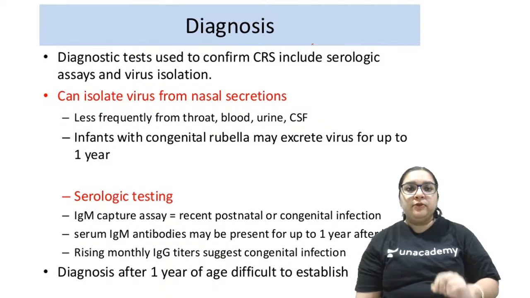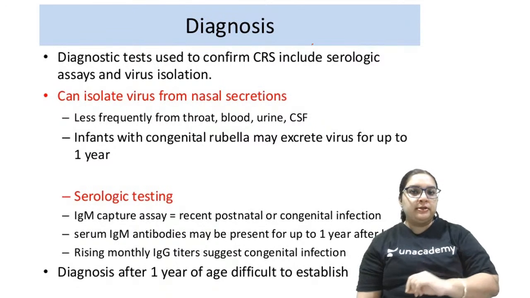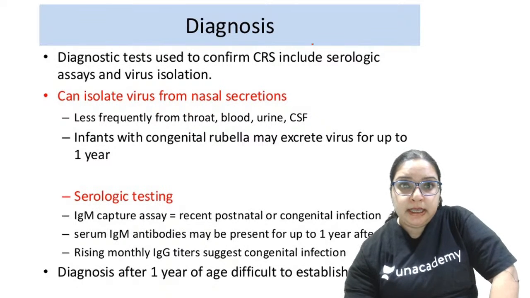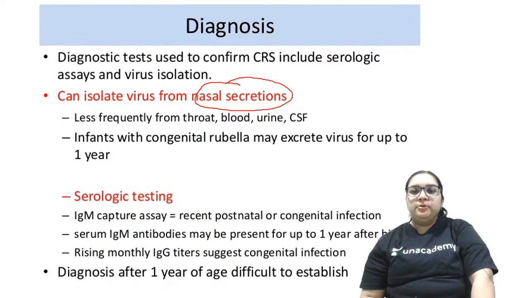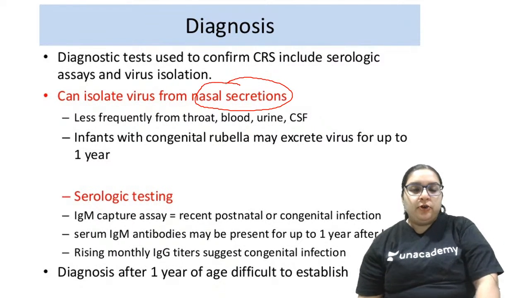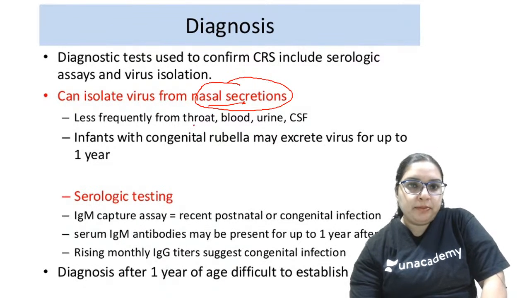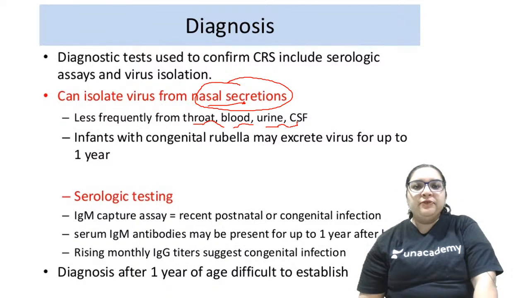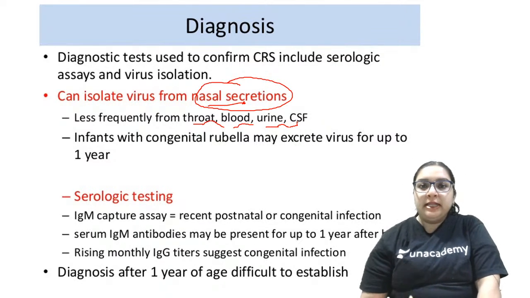Now the first MCQ which is often asked over here is from where can you take the samples for virus isolation? The best sample that you can get for the virus isolation is the nasal secretion. Okay. Then less frequently from the throat, blood, urine and the CSF. So first on the list is the nasal secretion, although you can also get samples from the throat, blood, urine and CSF, but less commonly. And infants with congenital rubella may excrete the virus for up to 1 year. So again this is important.